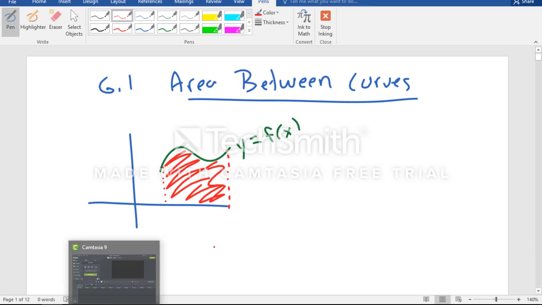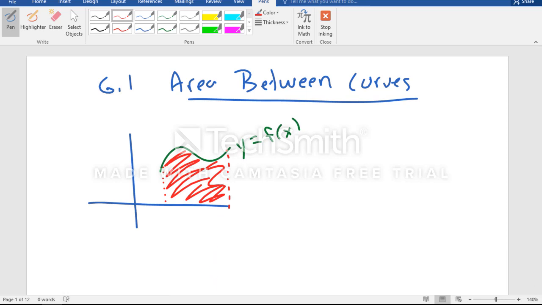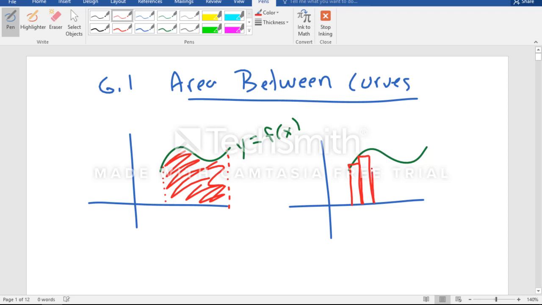Now remember, our approach to this would have been, let me see if I can redraw this real quick, to initially use what we call approximating rectangles. So we might have picked a specific point here. Well, actually, let me draw this. Here's one rectangle, and then here's another rectangle, and then here's another rectangle.